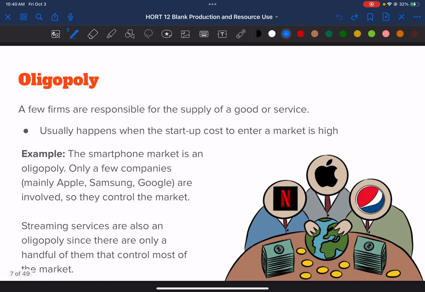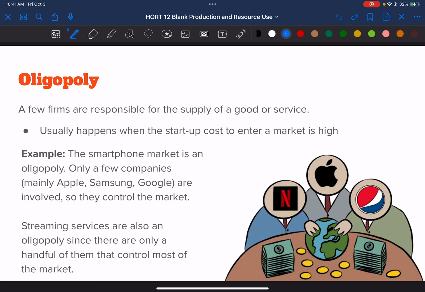Now, similarly, in an oligopoly, there's a handful of firms that are responsible for supplying a particular good or service. And usually with oligopolies, the startup cost to enter the market is high, but it's not as prohibitively high as it is for a monopoly. So one good example is the smartphone market. The smartphone market is an oligopoly. There's only a handful of companies. Most smartphones now are Apple, Samsung, or Google, right? There are a few others, but they don't really have very much market share. So it's mostly these three companies.